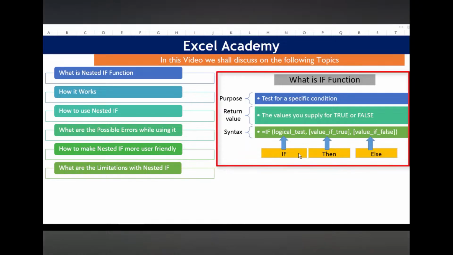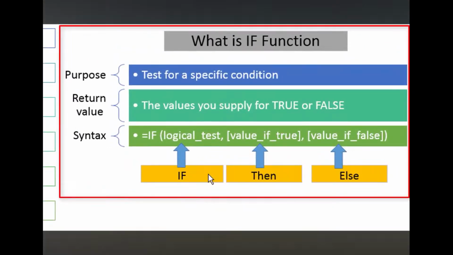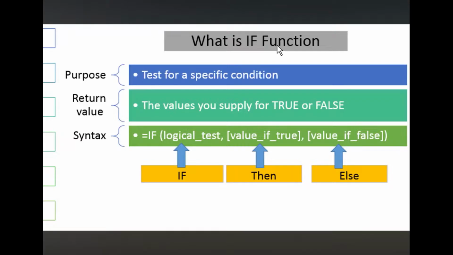So before we proceed to the nested if function, let us recall what the if function is and why it is used. What is the if function? The if function is used to test for a specific condition, which can be anything based on your criteria, and then it returns a value based on the authenticity, or you can say that if your condition is true or your condition is false, then what output you want.